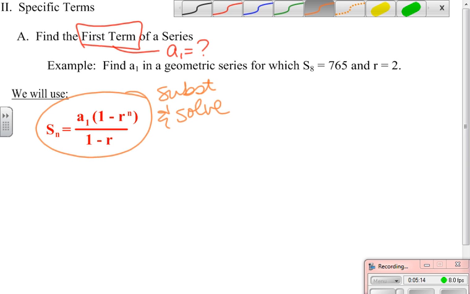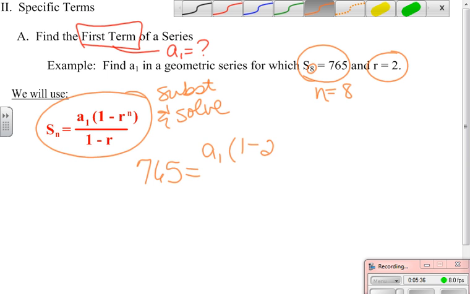They give us S of 8 is 765, which means that n is 8, and they give us r equals 2. So we substitute what we know. So S of 8, our sum, is 765. That's equal to a1, which we don't know, times 1 minus 2 to the 8th, all over 1 minus 2.